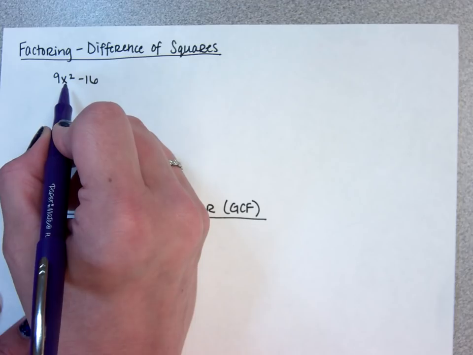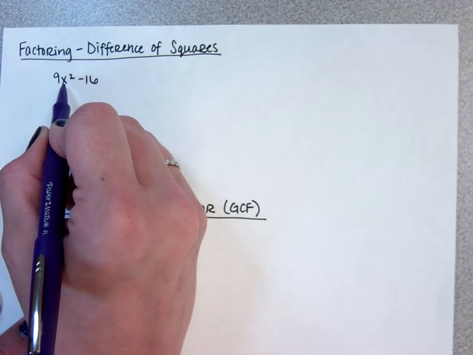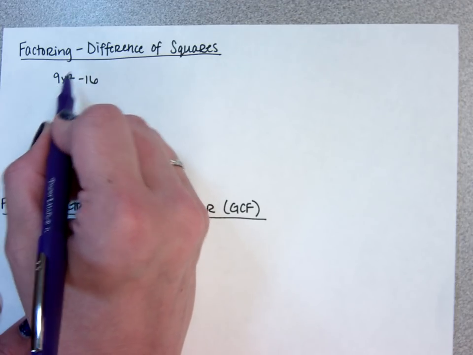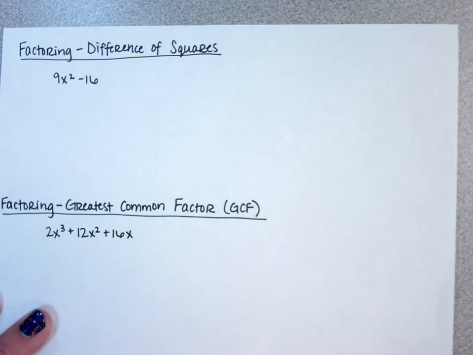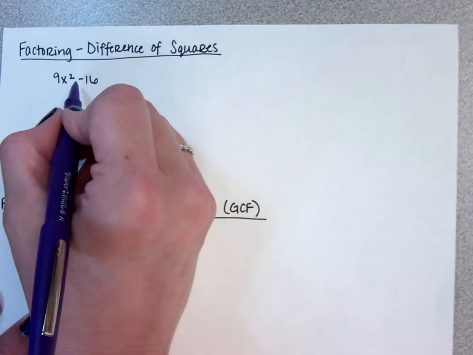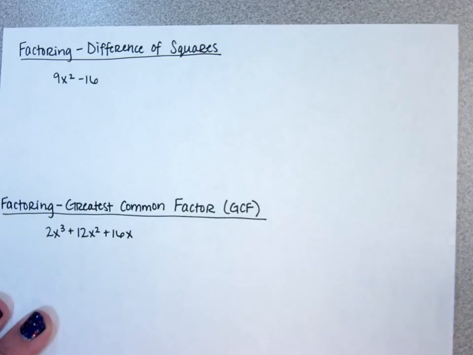So 9x squared is a perfect square, 9 is a perfect square, x squared is a perfect square, the whole thing is a perfect square, and then 16 is also a perfect square. And we are subtracting in the middle, so we can apply this really quick trick right here.